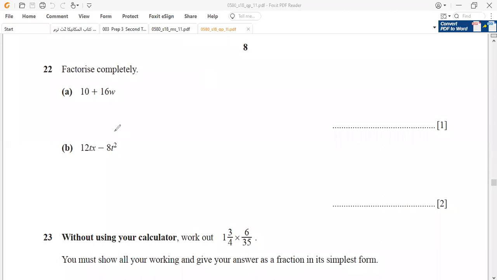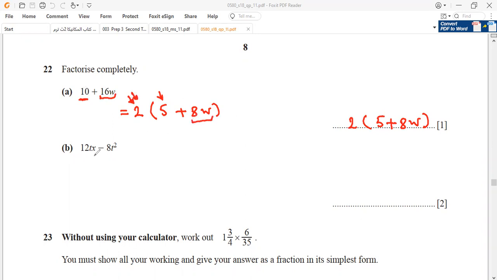Question 22, factorize completely. Part A, 10 plus 16w. We can take 2 as a common factor. 10 divided by 2 is 5, plus 16w divided by 2 is 8w. So 2 bracket 5 plus 8w. Here, to get this 5, we divide the term by the common factor. 10 divided by 2 is 5, and 16w divided by 2 is 8w.